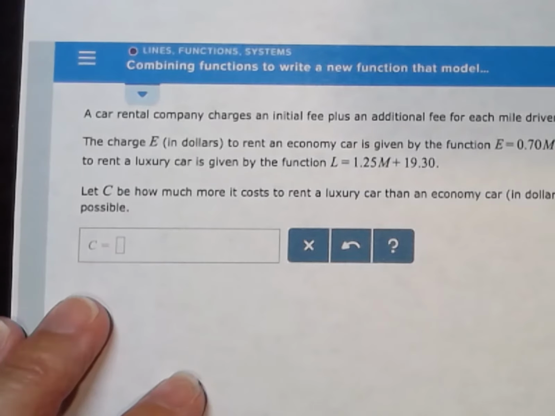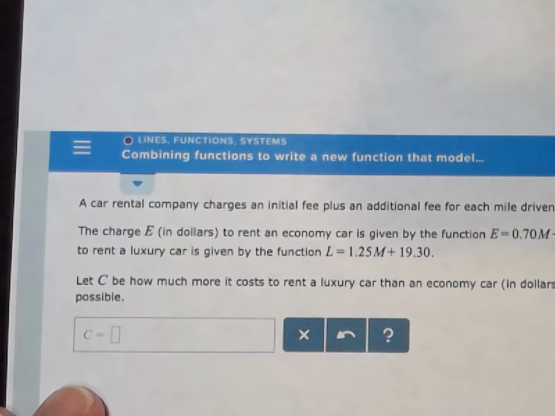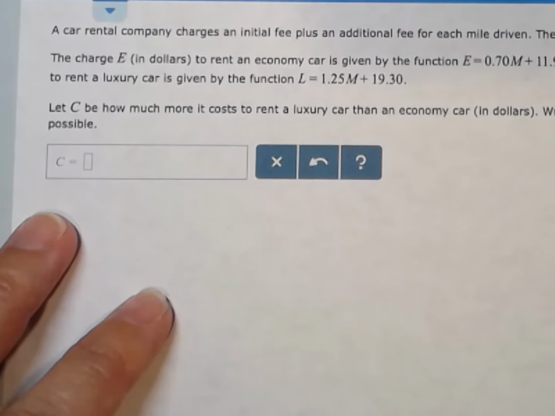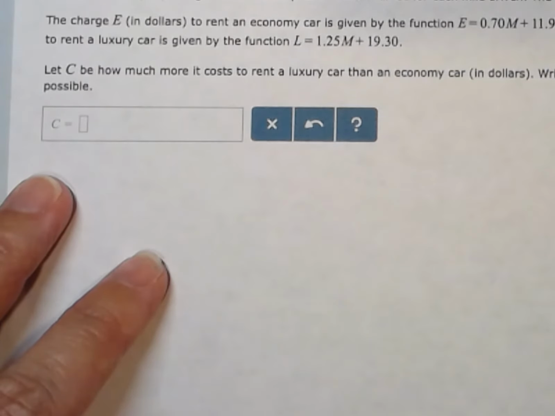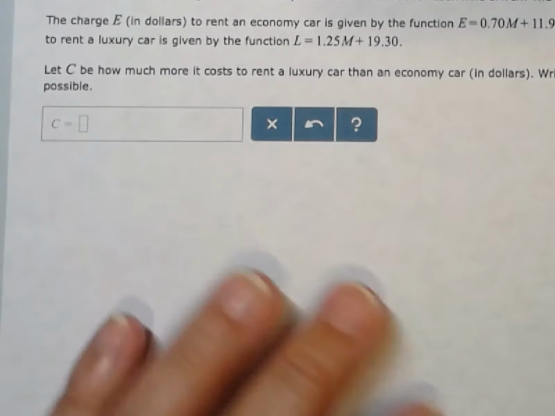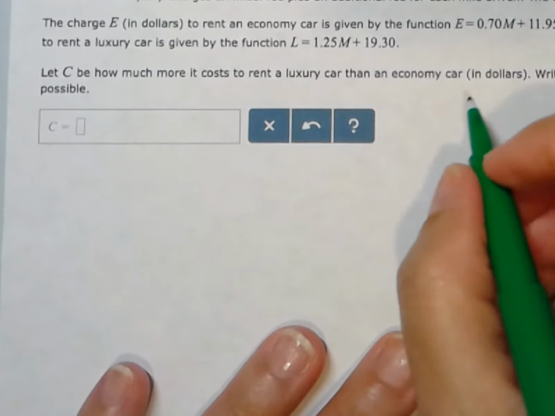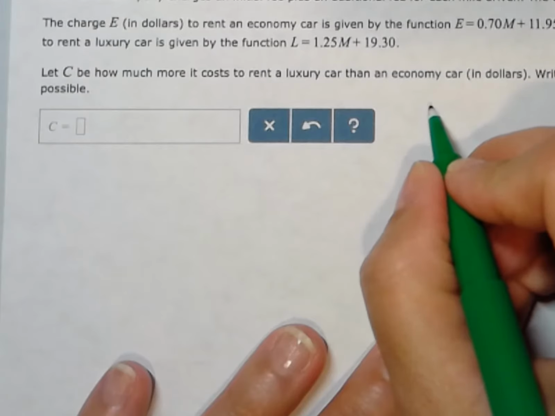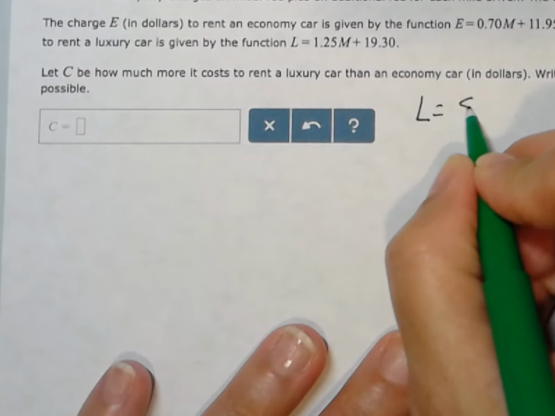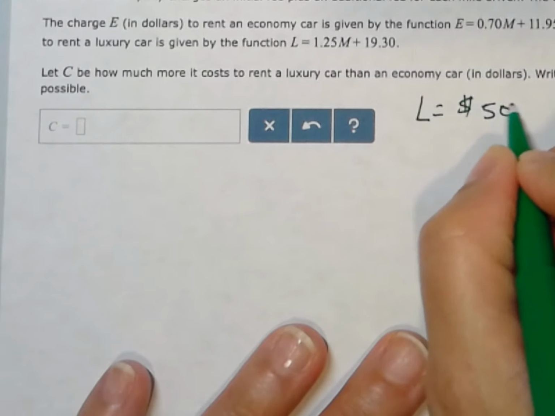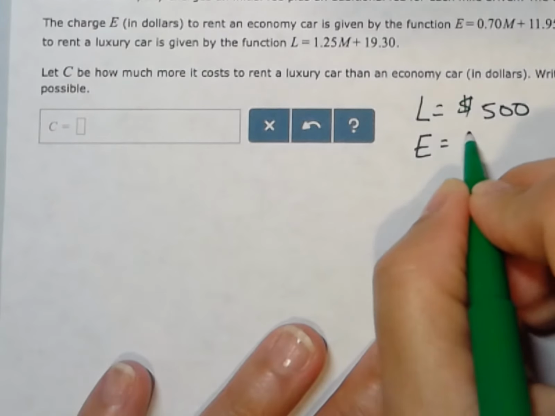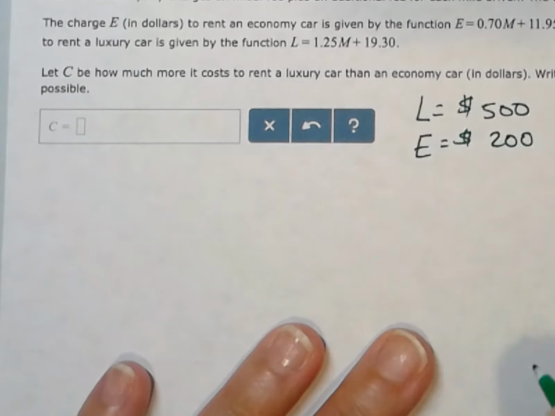So they want us to make a new function, and this function is the function C. They tell us that they want function C to be how much more it costs to rent a luxury car than an economy car. So if we were looking at just numbers, not getting confused by all the letters, let's say renting the luxury car was going to cost me $500, and renting the economy car was going to cost me $200.